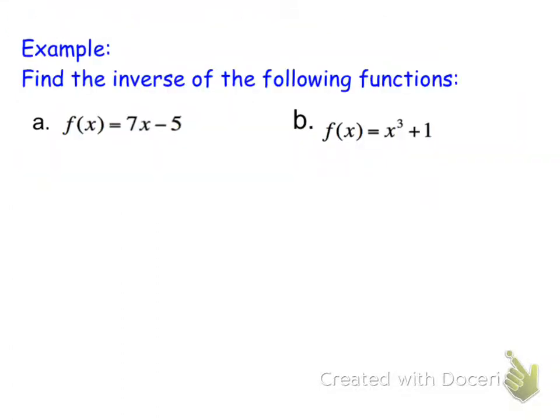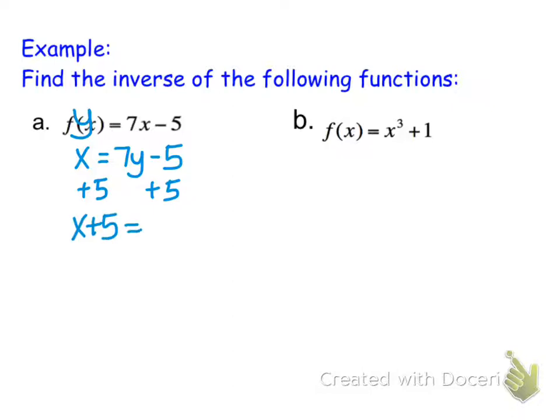So let's work out two examples. Here's our first function, f of x equals 7x minus 5, and we want to find its inverse. Remember, the first step is to interchange the x and the y. So we'll say x equals 7y minus 5. We just switched the x and the y around. Again, don't get confused, f of x is the same thing as y. Remember, the second step now is to solve for y, so we'll add 5 to both sides. x plus 5 is 7y, and we'll divide by 7.